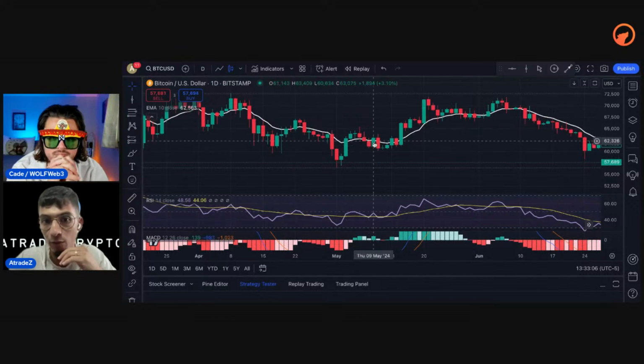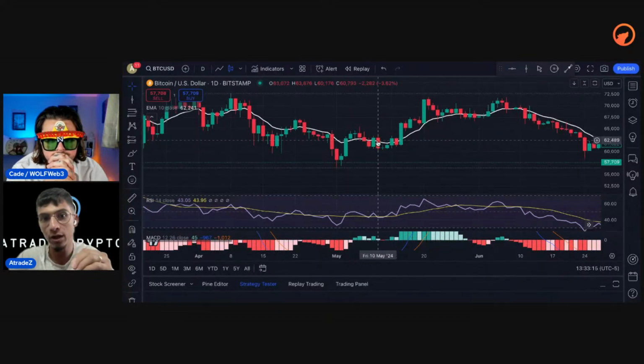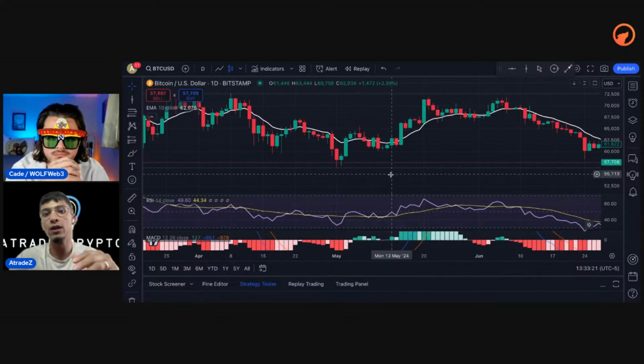So the fact that we're close to the 10 EMA, even though we fell outside of the 10 EMA, it's still essentially the body is still on it. So the move isn't necessarily lost. And you would use this and this to kind of have hope and critically think if it's worth it to stay in or not.